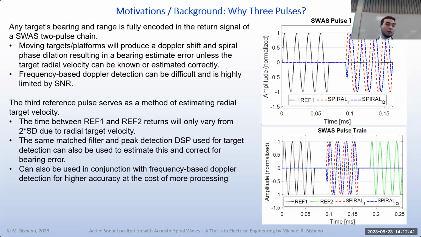So you could argue with the two pulses, you could determine that Doppler shift or that target velocity just using frequency-based methods of Doppler detection, but that's more computationally intensive than just a match filter, and you also need to have a high SNR to get good Doppler results. So this method really simplifies the target radial velocity estimation and simplifies the process of correcting for any bearing error due to radial velocity changes.